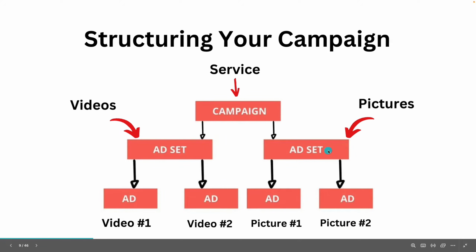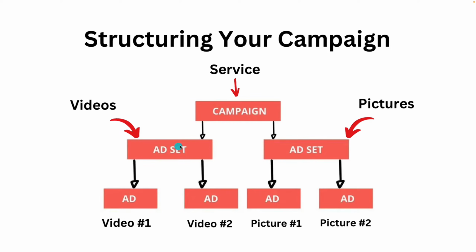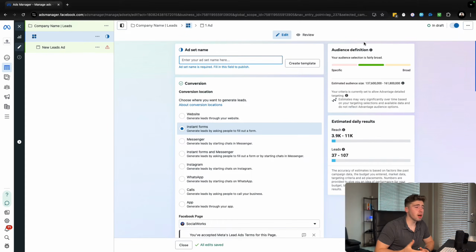Just to keep everything nice and organized, we have different ad sets. We really don't want to mix and match just because it can throw off the data. So make sure if you have a new batch of videos or a new batch of pictures, you're always just separating them. Okay, so now that you have a little bit more context on how the campaign, the ad set and the ad levels work, and how they go hand in hand, let's start customizing the ad set level.